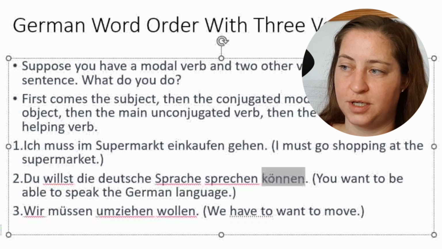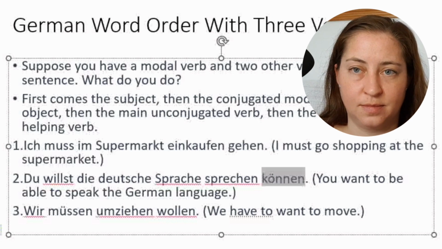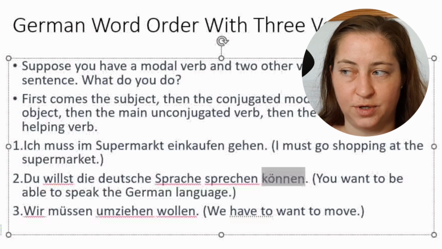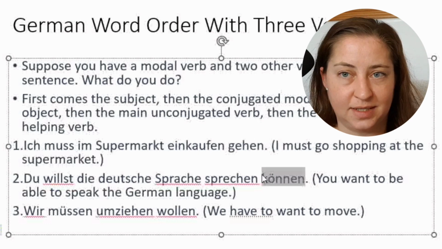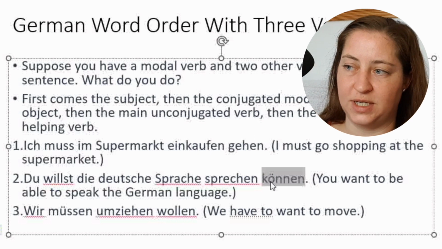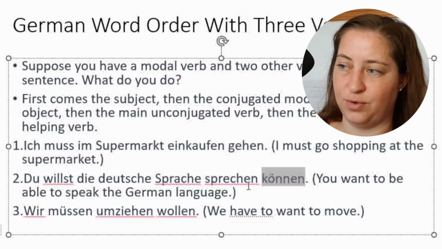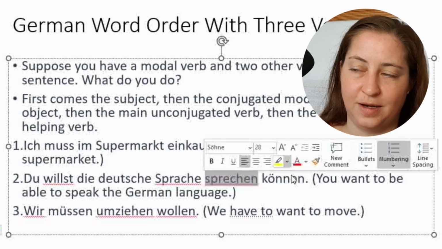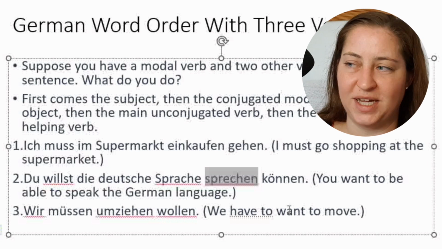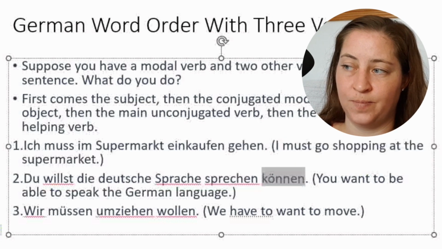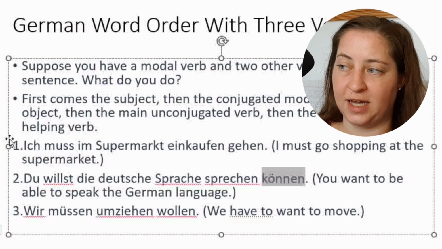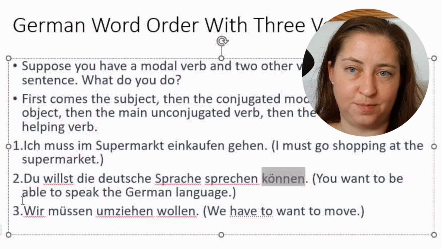Not you want to be able to the German language. You want to be able to the German language by itself doesn't make so much sense. You want to be able the German language can, or something like that. It doesn't make sense. So we use sprechen as the main verb, and können is like an optional verb. Yeah, it's optional.